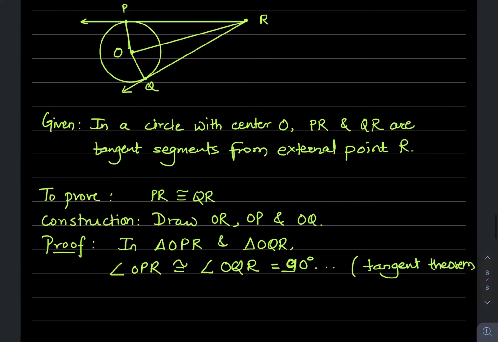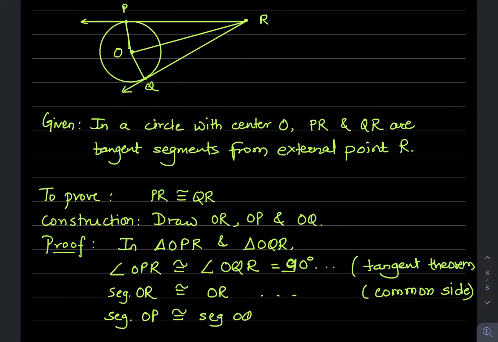So I have got OR as common side in both the triangles, so OR is congruent to OR because it is common side, which is also the hypotenuse of both the triangles. I will write here segment or side, you can write anything. Now segment OP congruent to segment OQ because they are radii of same circle.